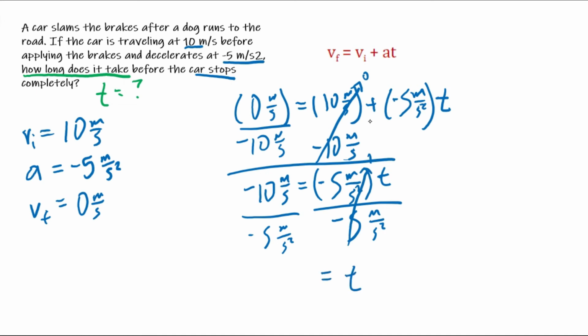But here it's a little more complicated. Well, we know that the negative and negative will cancel out to a positive. 10 divided by 5 should just be 2. What about our units? We know that these are two numerators. They're being divided, so that cancels out.